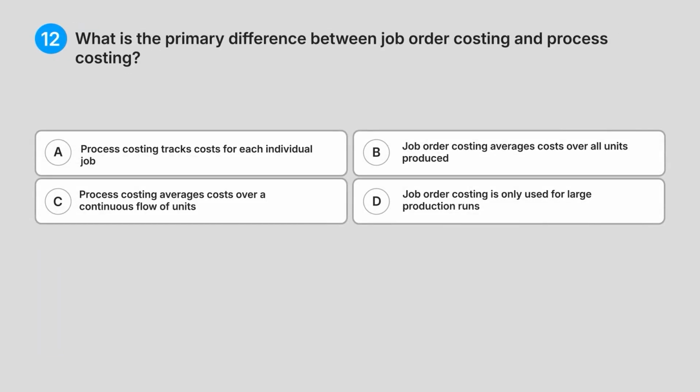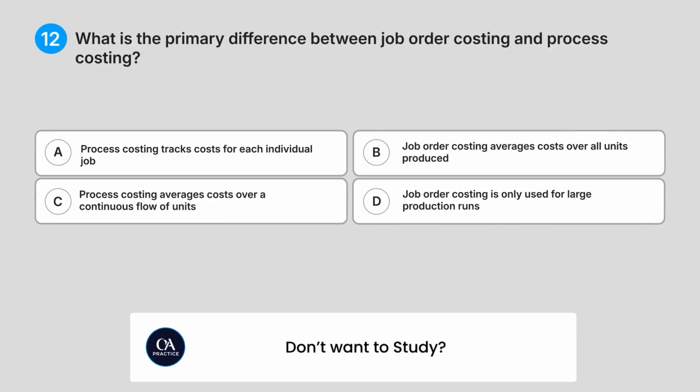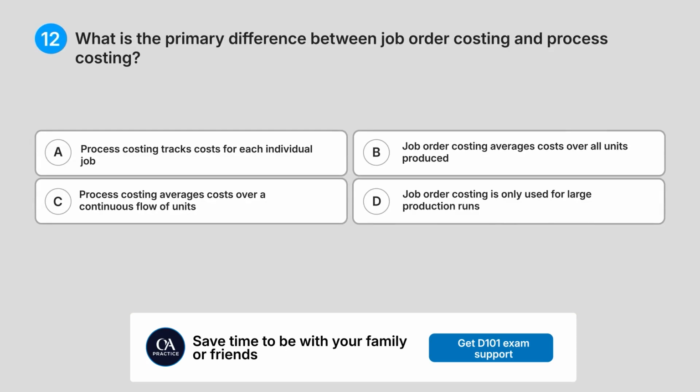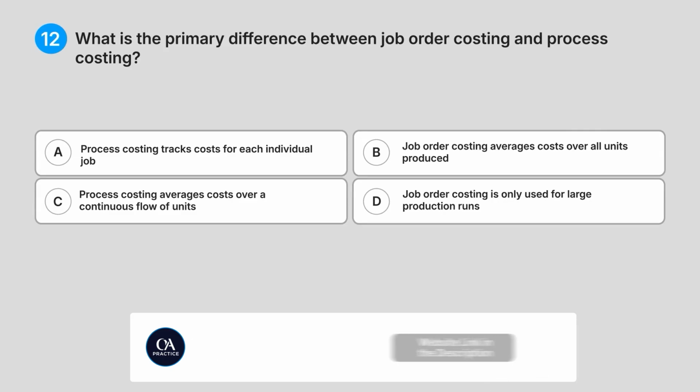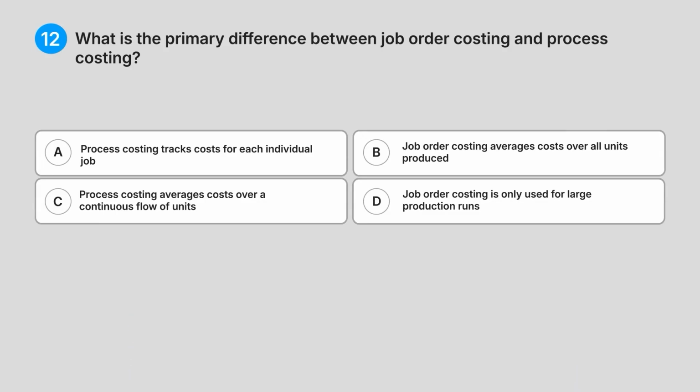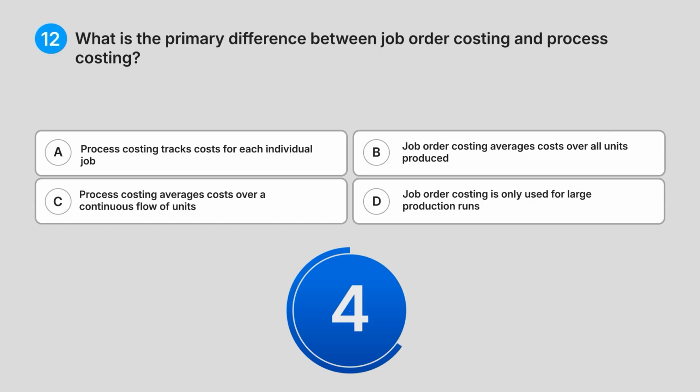12. What is the primary difference between job order costing and process costing? A. Process costing tracks costs for each individual job. B. Job order costing averages costs over all units produced. C. Process costing averages costs over a continuous flow of units. D. Job order costing is only used for large production runs. Can you guess the answer?